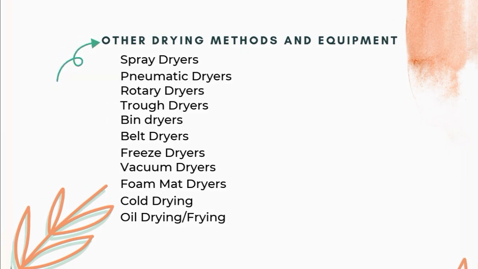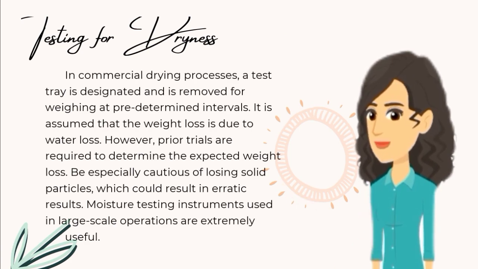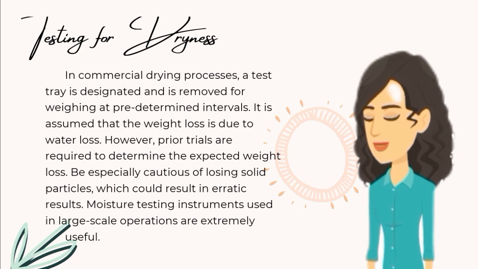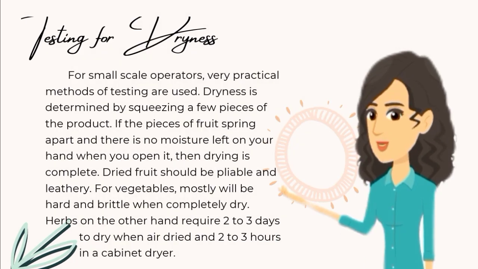So now let's proceed to testing for dryness. In commercial drying processes, a test tray is designated and is removed for weighing at predetermined intervals. It is assumed that the weight loss is due to water loss. However, prior trials are required to determine the expected weight loss. Be especially cautious of losing solid particles, which could result in erratic results. Moisture testing instruments used in large scale operations are extremely useful. For small scale operators or home processing, very practical methods of testing are used.